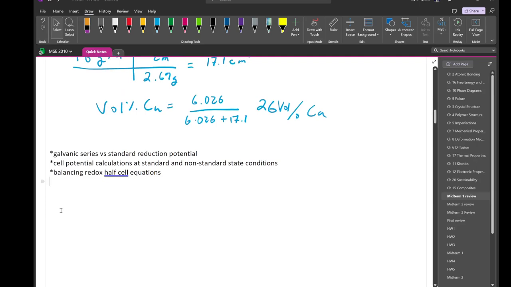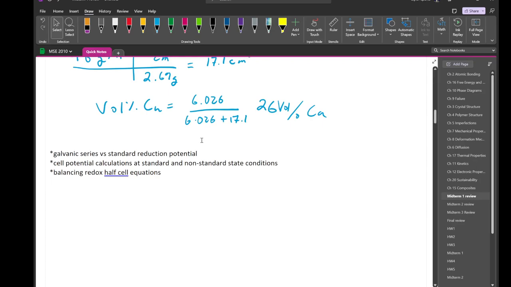Okay, galvanic series versus standard reduction potential. You guys tell me what's the difference. Nope, these can work for the same material. They can all work for the same things. But there's a fundamental difference in the name. Standard reduction potential tells you a reduction. Galvanic is usually the reverse. It's showing you oxidation. And obviously, any of these things, you can flip it.